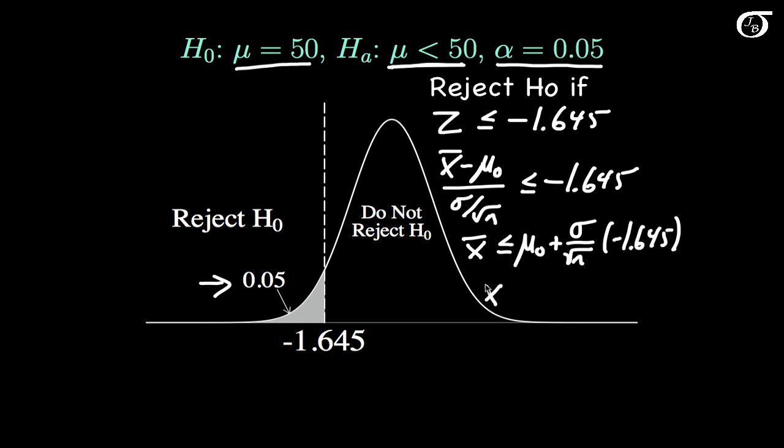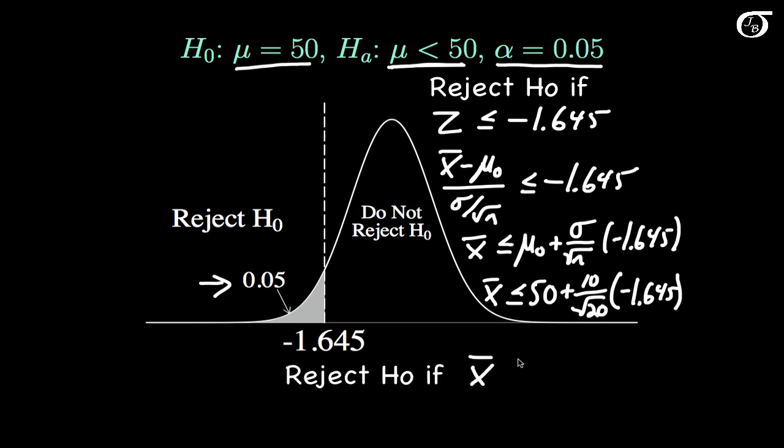And putting in the values for our situation, that's x bar less than or equal to our hypothesized mean of 50 plus sigma, which was 10, over the square root of 20, our sample size, times minus 1.645. And multiplying all of this out, we reject the null hypothesis if x bar takes on a value that is less than or equal to 46.32. So what we've done here is re-express the rejection region, which was once in terms of the test statistic z, in terms of the sample mean x bar.